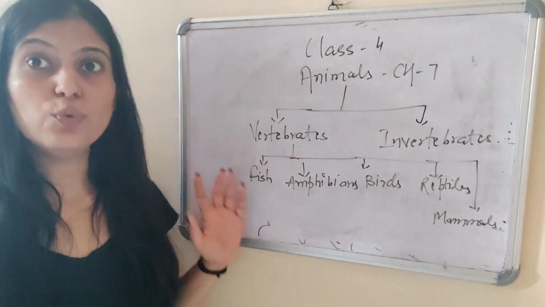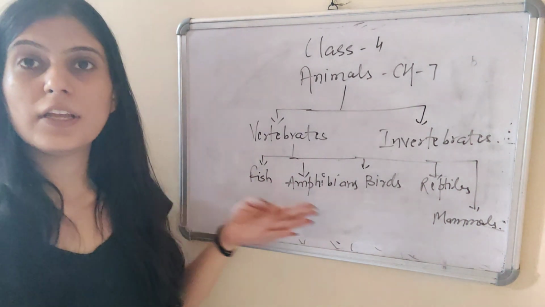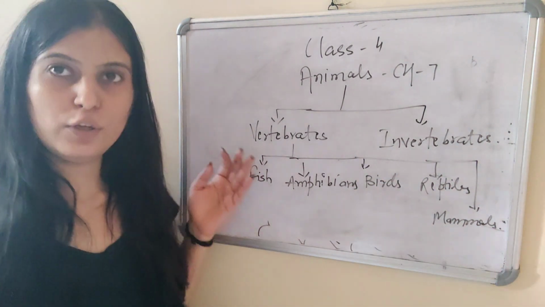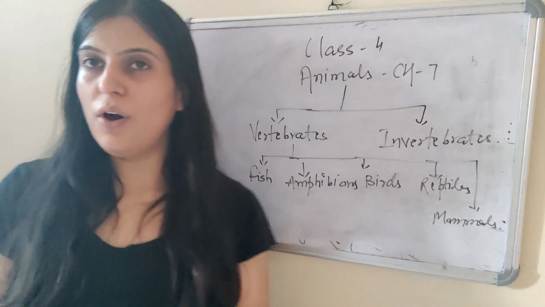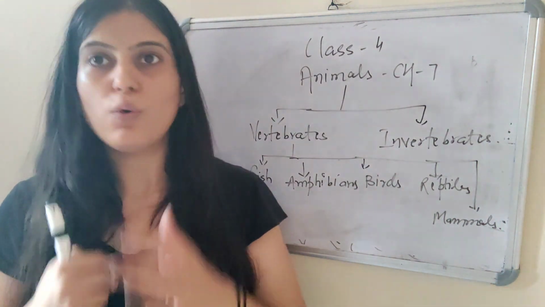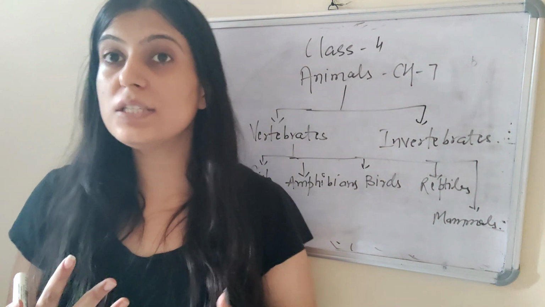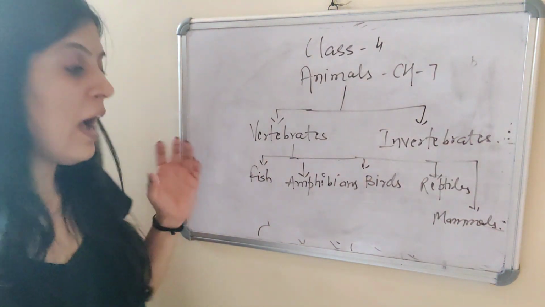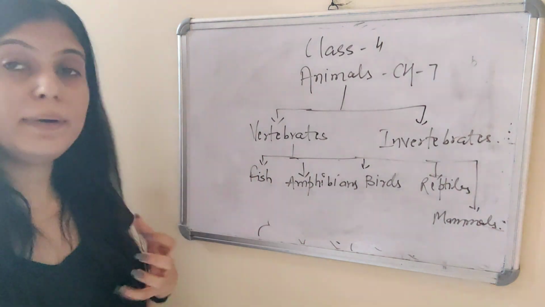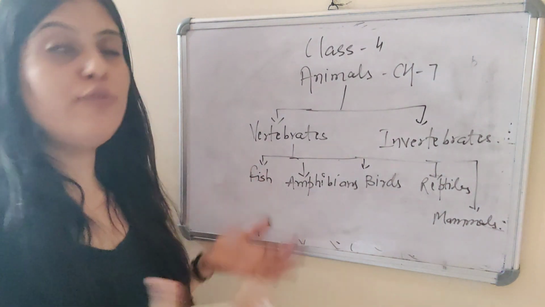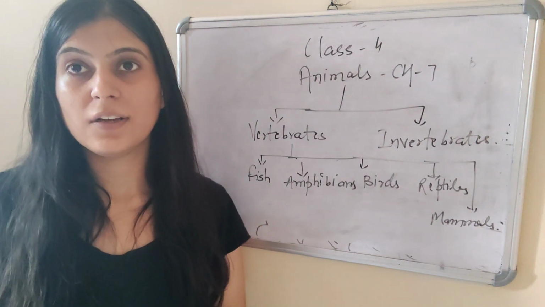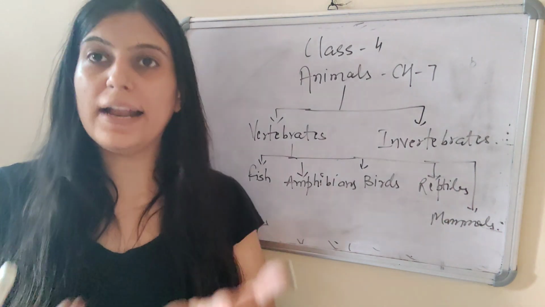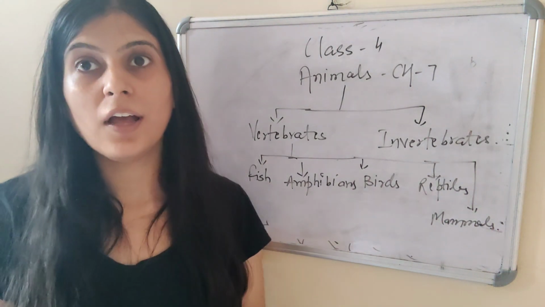Vertebrates are divided into five groups, that are fishes, amphibians, birds, reptiles and mammals. First of all, fishes. You all know that fishes live in water. Without water, they cannot survive. Fishes have a backbone, they are vertebrates. But have you ever wondered how fishes can survive in water? Do they have lungs like us, or do they have some different organs so that they can survive in the water?